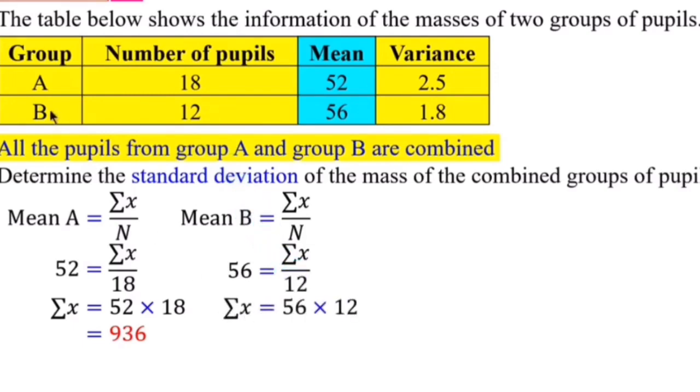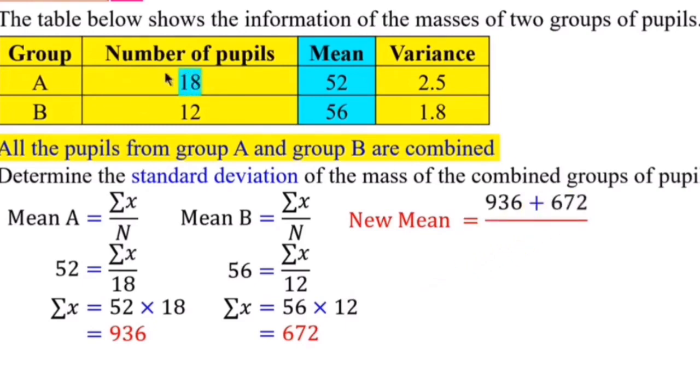Next, we find the new mean. For the new mean, we need the new total. We take the total for group A plus the total for group B, 936 plus 672. Then we divide by the total number of students for A and B, because we combine the groups, so 18 plus 12. The answer for the new mean is 53.6. We keep 53.6 aside first, because later we need to substitute it into our standard deviation formula.